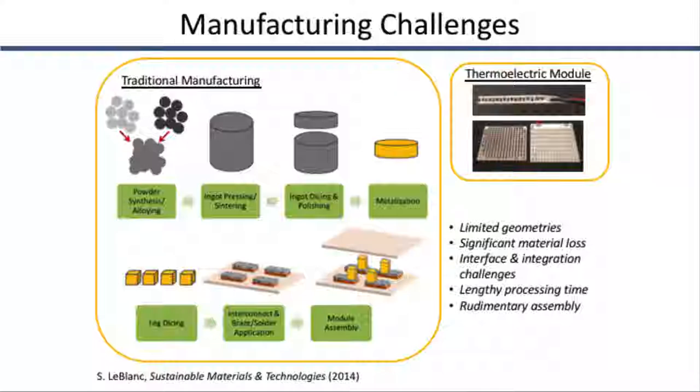as being so antiquated. But the general process is that these materials, you form, you alloy the material, you then press it into a large ingot, you take that and you dice it with a saw, you metallize it so that you can make electrical connections, and then you take these little diced parts and you braze and solder them onto electrical shunts and you sandwich it between two ceramic plates.